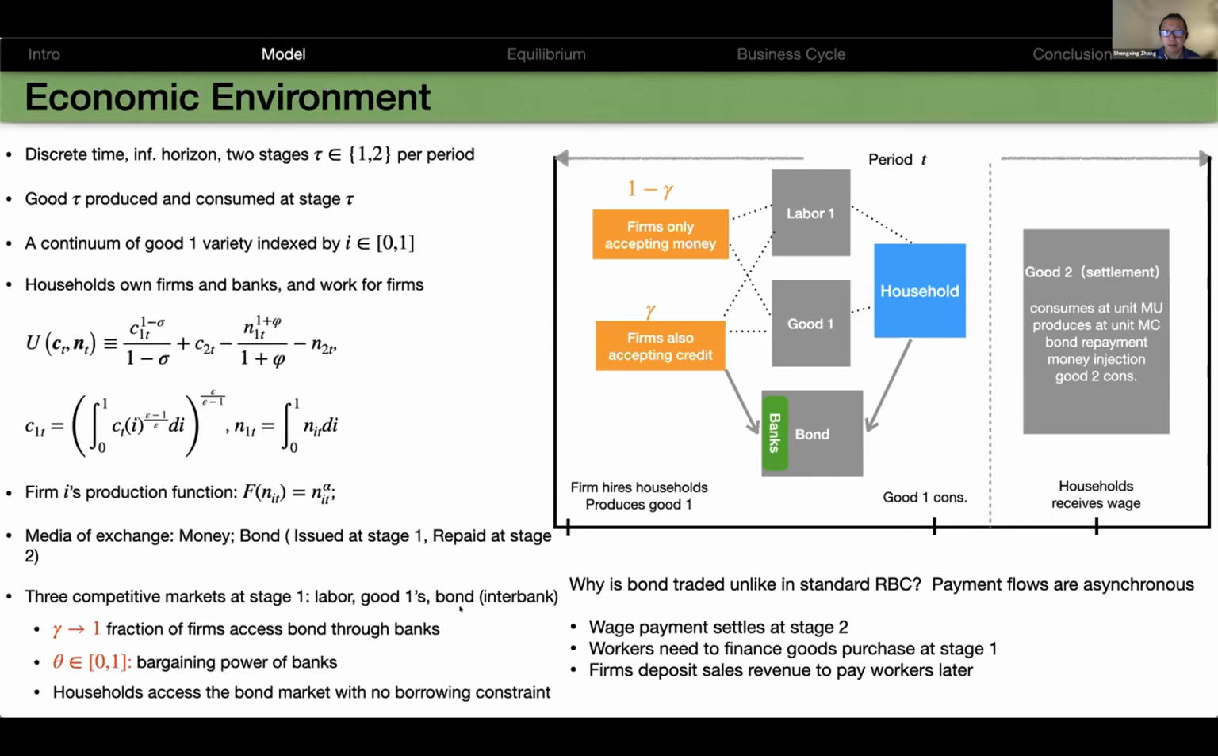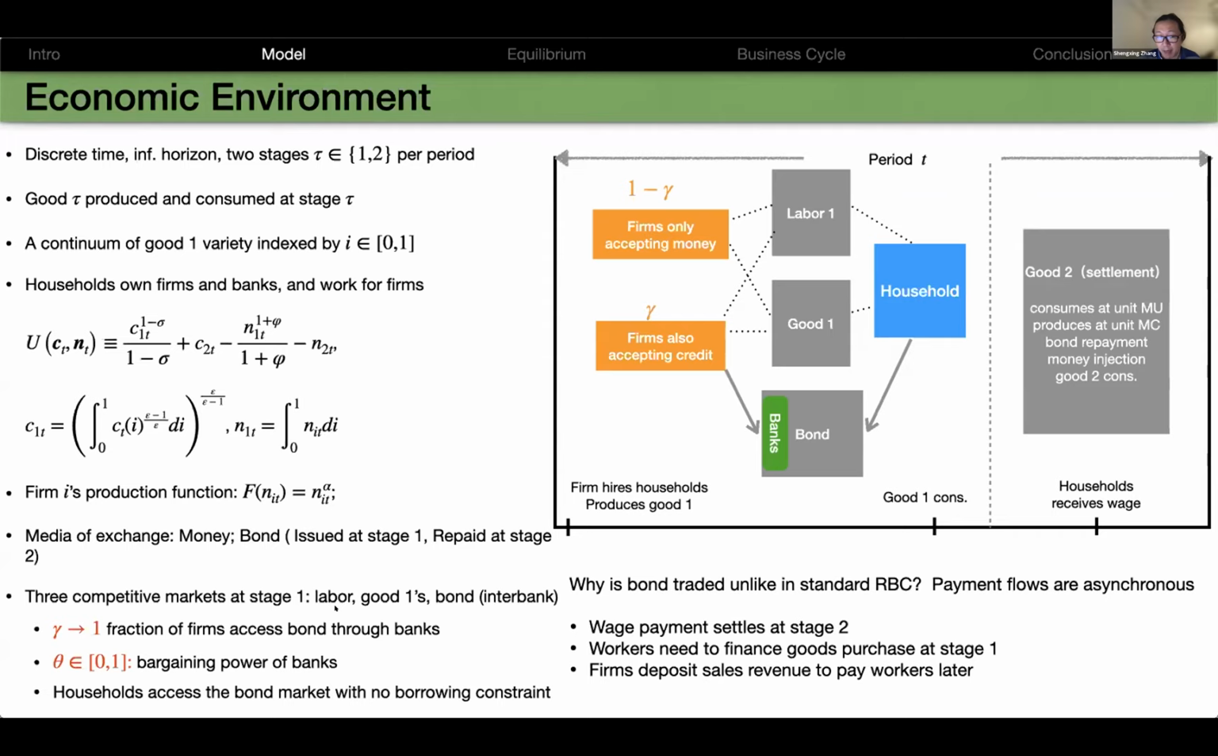The household doesn't face any friction even in the bond market, unlike the standard monetary model, where the household may face a borrowing constraint. Here the household doesn't face any borrowing constraint and doesn't face any friction even in the credit market. The friction is on the firm side. The firm has access to the competitive labor market and competitive goods market, but they don't have direct access to the bond market. To have access, they have to go through banks.